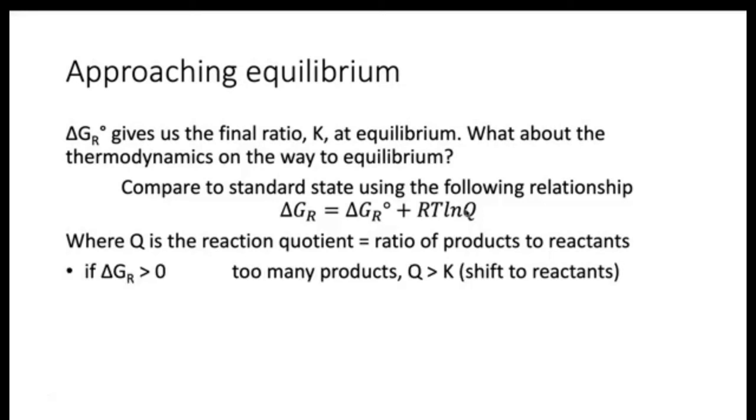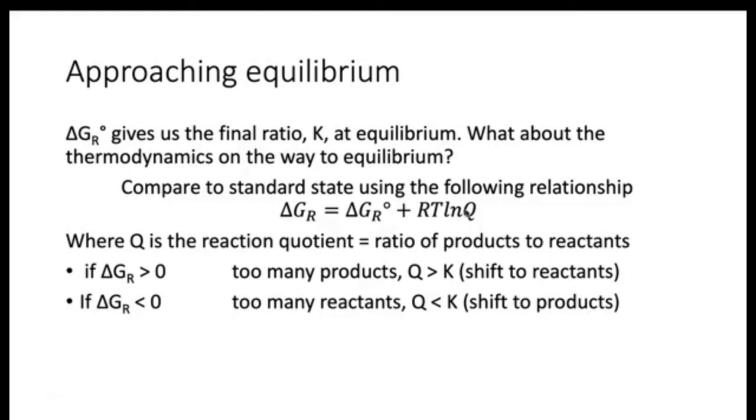So if this delta G is greater than 0, so if it's positive, that means we have too many products. Our Q is greater than the K, and so the reaction is going to react and remove some of the products and shift towards reactants. Likewise, if it's less than 0, that means there's too many reactants, and the reaction is going to move towards products. So our Q is less than K. And if it's equal to 0, it's at equilibrium, and at that point, the Q and the K are equal. And once it's reached K, if we don't add anything, we don't increase temperature, we don't add any products or reactants, it will stay there.